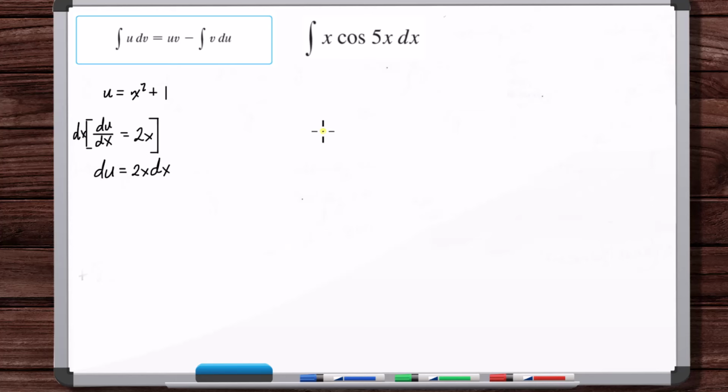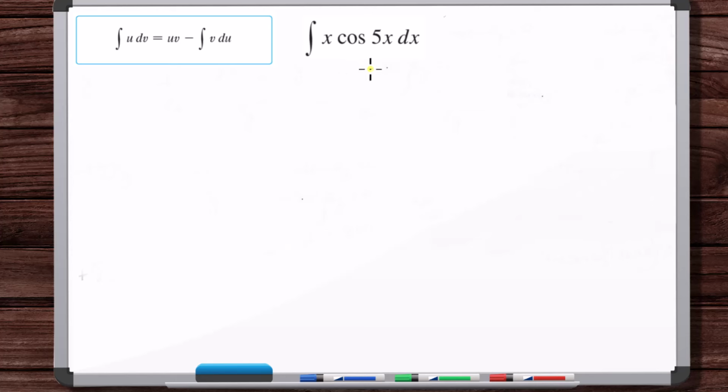Does that make sense? So we need to identify what portion of this integral is the u and what portion of this is the dv. And so the u is just going to be one piece of this function, and then the dv is going to be the other piece of the function along with the dx. Okay? So now, which portion do you choose to be the u and which portion do you choose to be the dv?